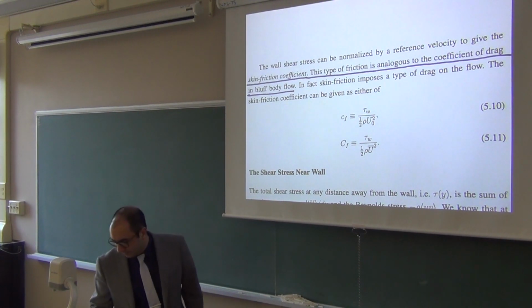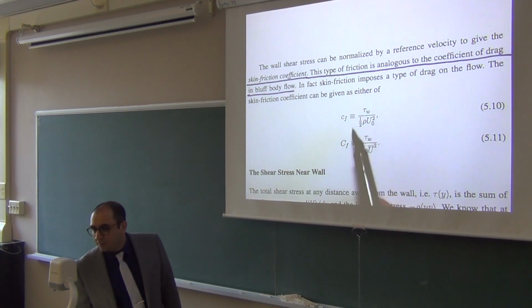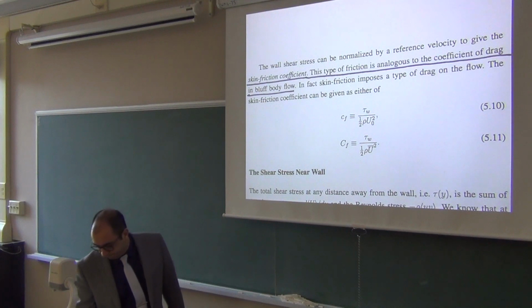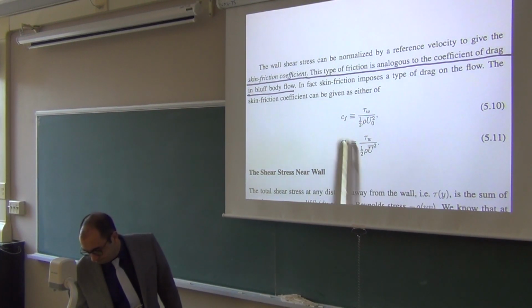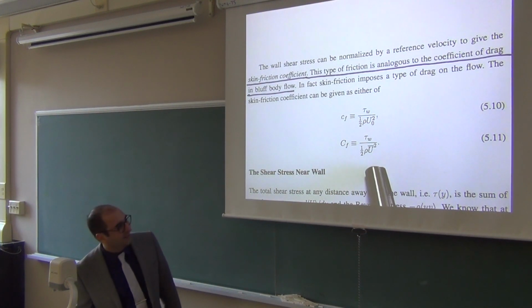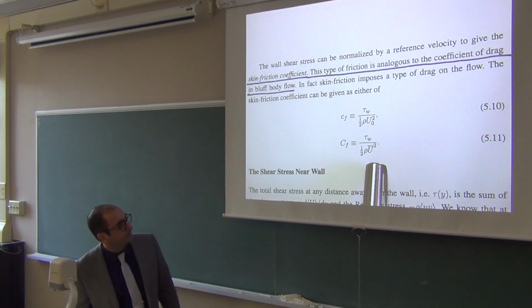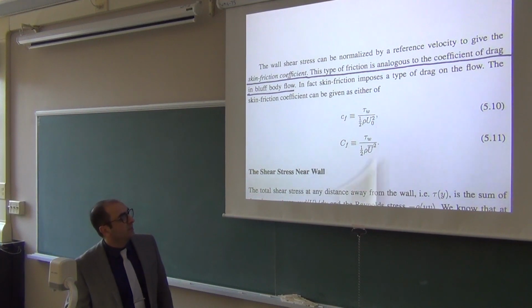So if you divide shear stress at the wall by 1/2 of density times free stream velocity squared, this is one way to normalize the friction coefficient. Alternatively, you can divide by 1/2 of density times the bulk velocity in the boundary layer. I also told you what U bar was. It's just some other way to formulate this.